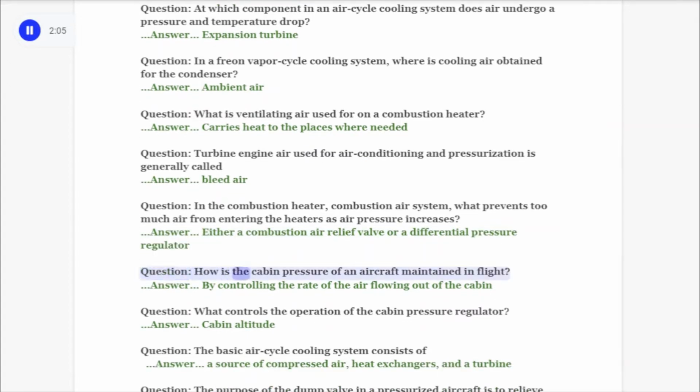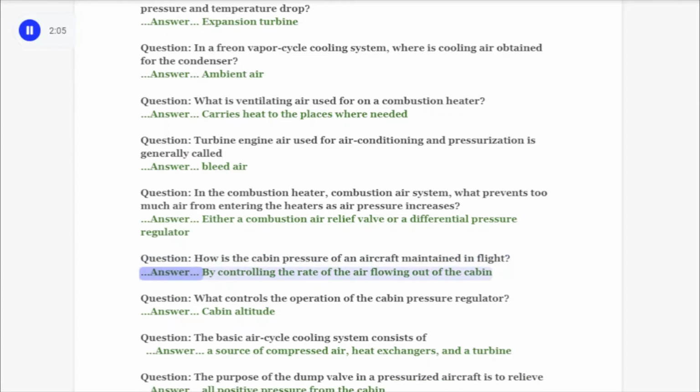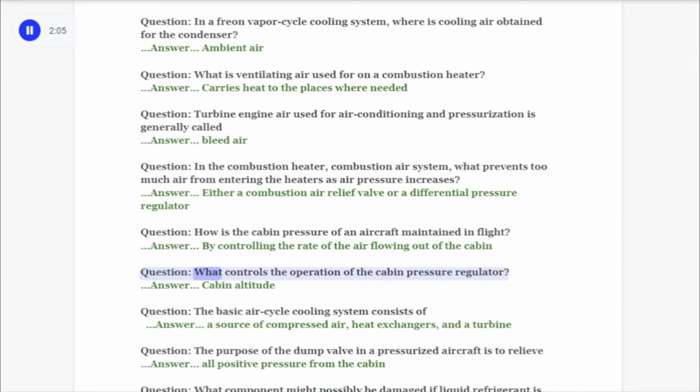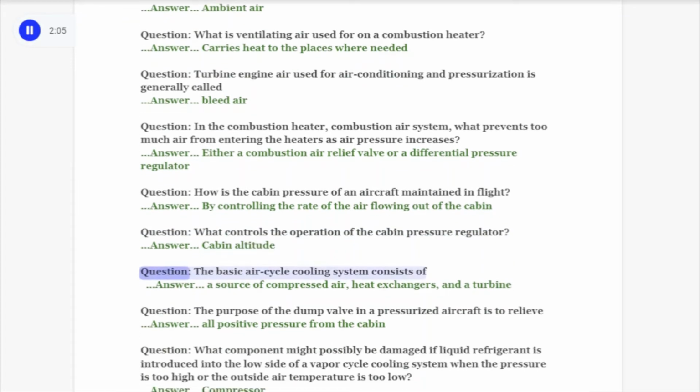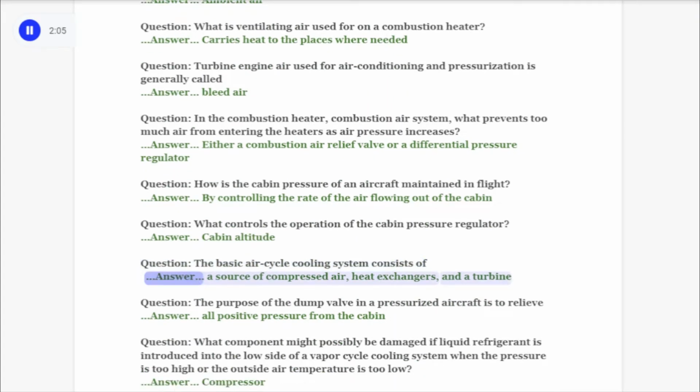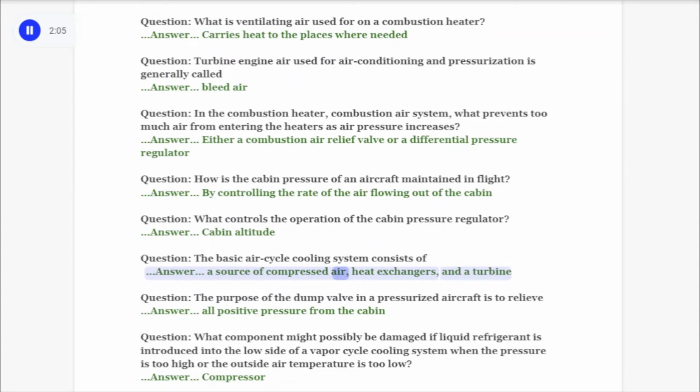Question: How is the cabin pressure of an aircraft maintained in flight? Answer: By controlling the rate of the air flowing out of the cabin. Question: What controls the operation of the cabin pressure regulator? Answer: Cabin altitude. Question: The basic air cycle cooling system consists of? Answer: A source of compressed air, heat exchangers, and a turbine.